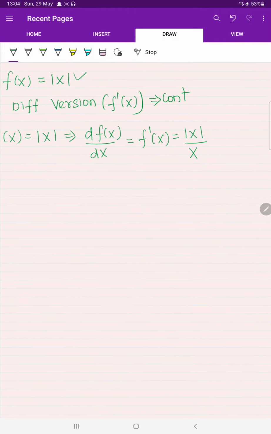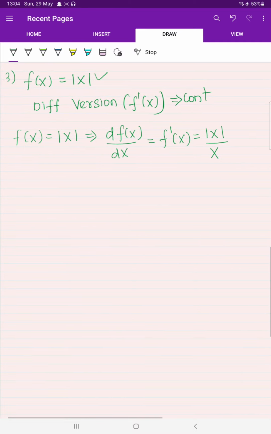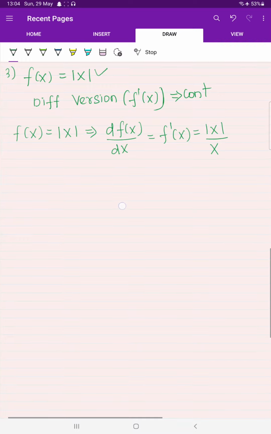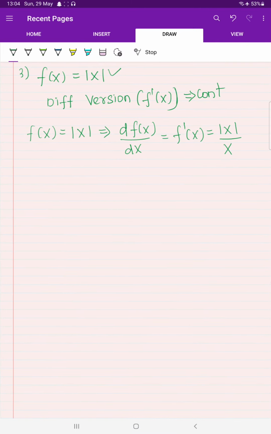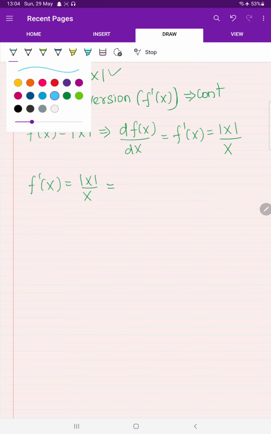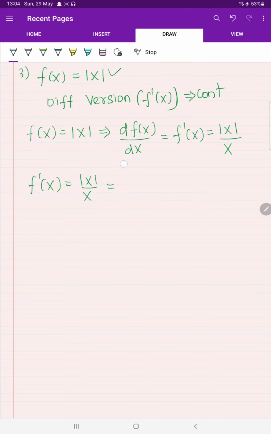Now this is the given function. The question is whether this mod x by x is continuous or not. How should I do this? As usual, we can write this function in two formats. Now our resultant question is, we have to consider only f dash of x, which is given as mod x by x. How can I rewrite this function? You all know how to proceed further, so let me define it.